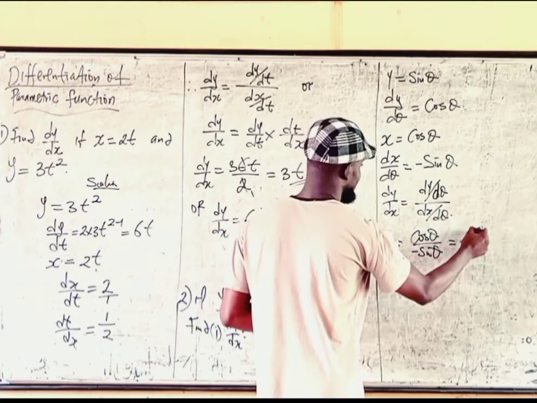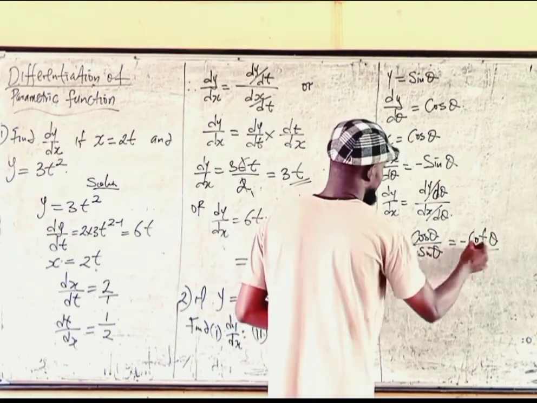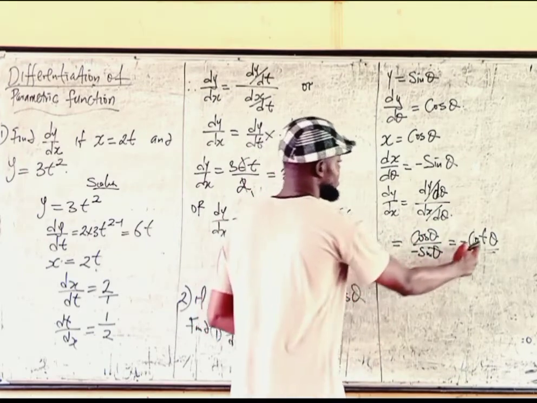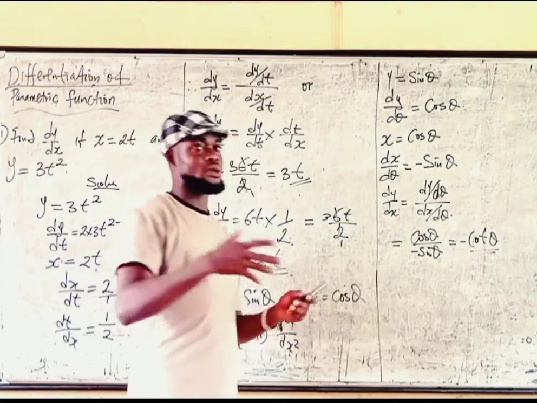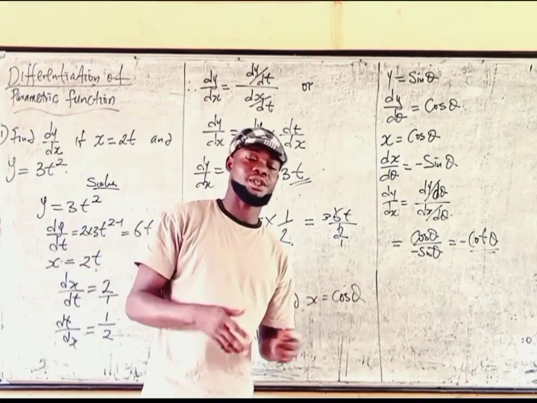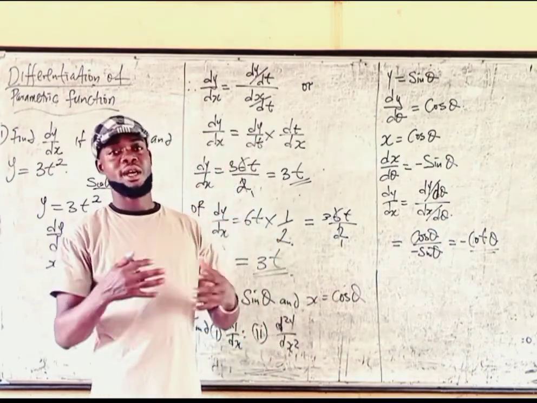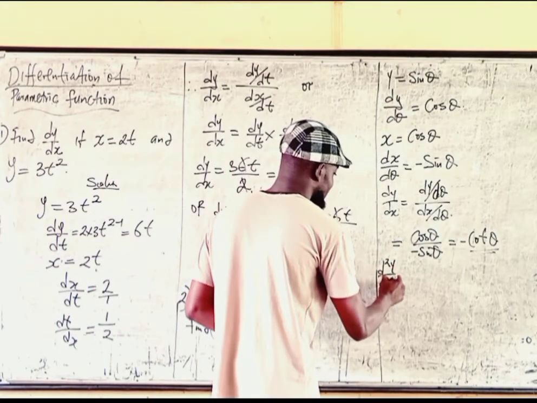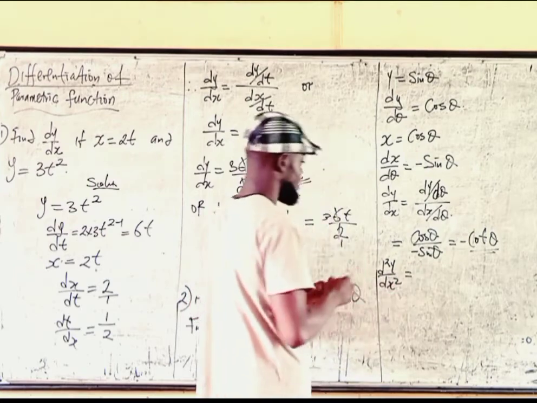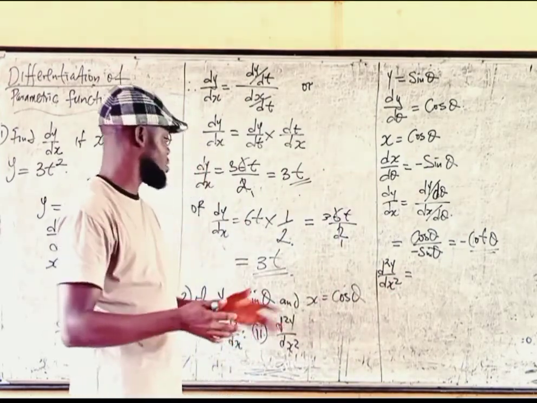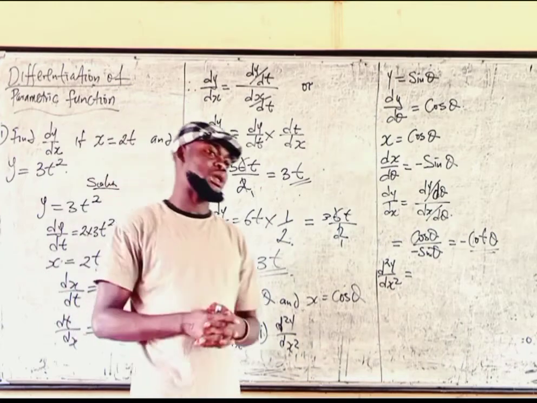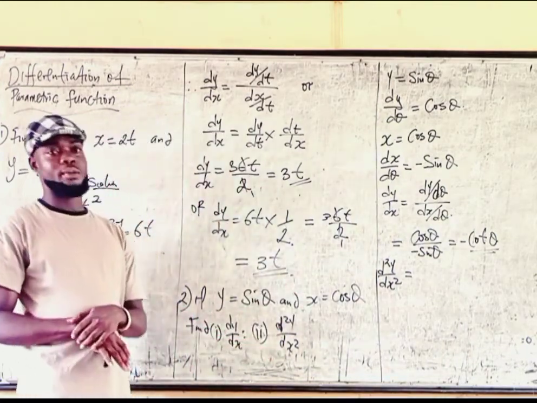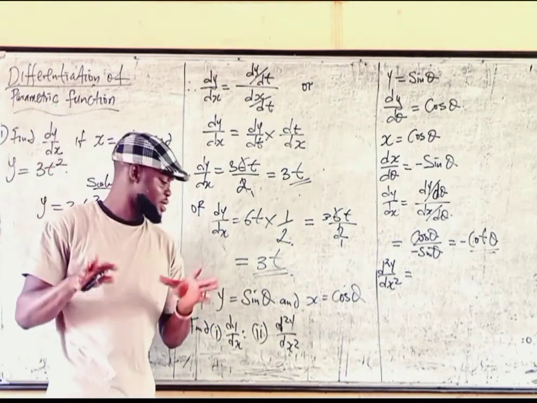So everything will be minus cot theta, because of this minus sign here. Cos theta over sine theta is equal to cot theta, in case you don't know, from trig identity. So d squared y over dx squared will be equal to, now look at how you do d squared y over dx squared, which is the second question that was asked in this problem. What will be d squared y over dx squared?